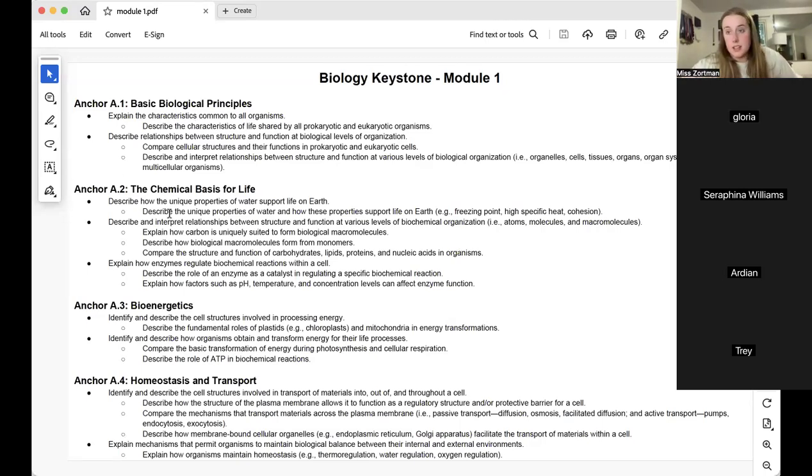Chemical basis for life is the chemistry unit. That was water properties, macromolecules, reactions, and enzymes. Bioenergetics is just photosynthesis and cellular respiration, and talking a lot about ATP. And then homeostasis and transport is talking about the cell, parts of the cell, and then the cell membrane and how things get in and out of the cell membrane.